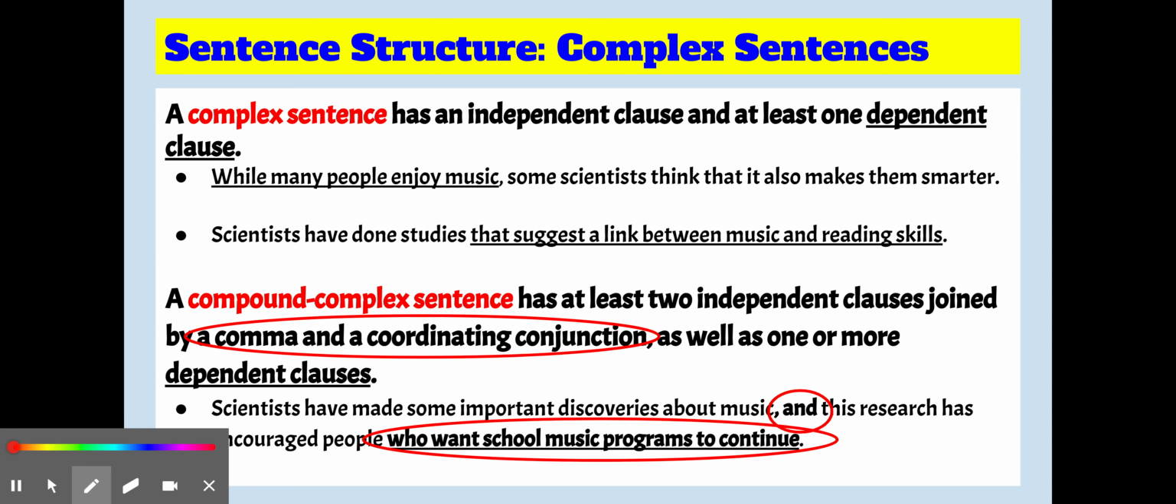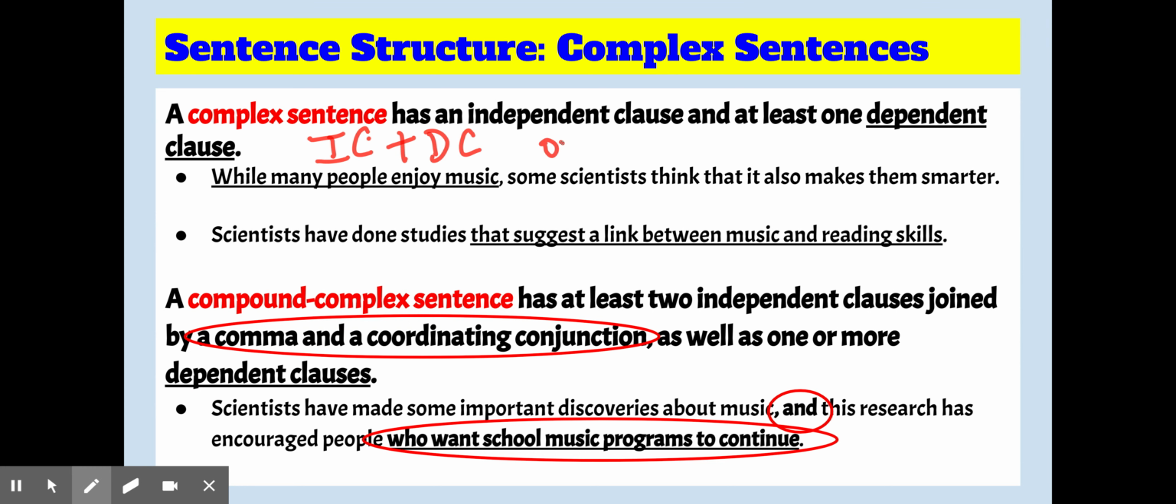So, real quick, let me come back up to complex sentences. When I have to write out my math formula for this, it's an IC plus a DC, or it's a DC, comma, plus an IC. All right. Now, you can always have more dependent clauses. You just need at least one dependent clause in order for it to be considered complex.